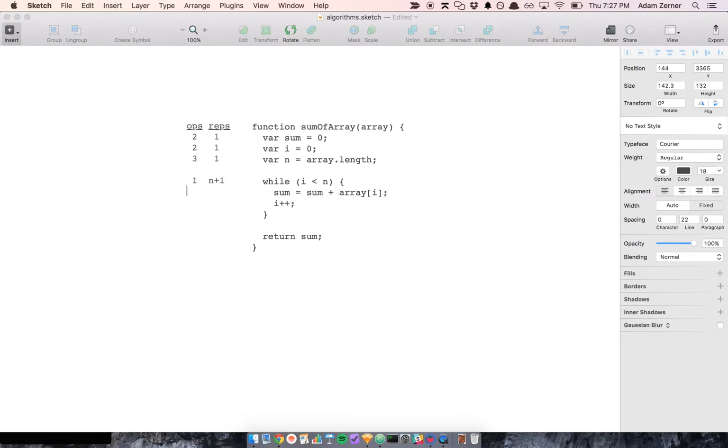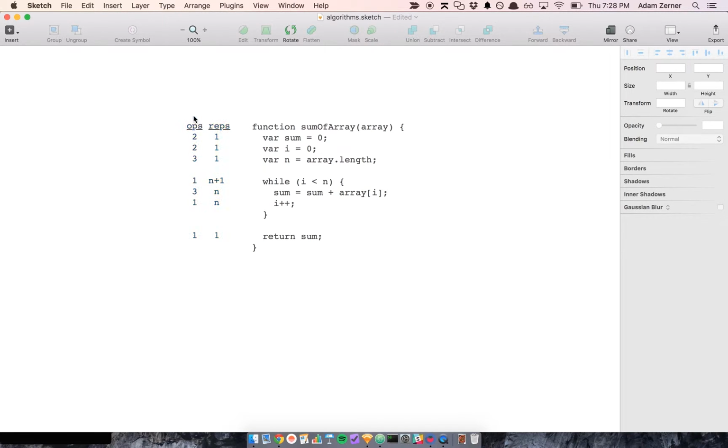Now let's look at the next line. Here it takes 1 operation to access the ith element, 1 operation to sum these 2 together, and then a third operation to assign it to the sum variable. So this is going to be 3 operations, and it's going to be repeated n times. Moving on, this line of code involves one operation, and it's also repeated n times. And finally, this last line is one operation, and it's going to be repeated one time.